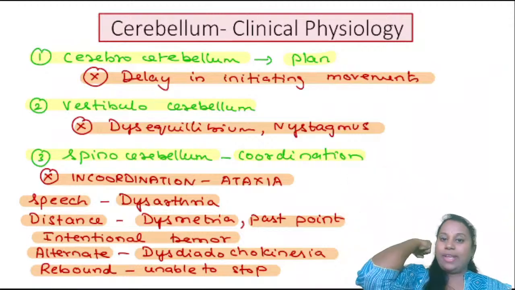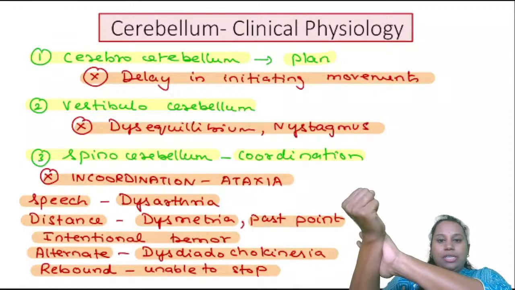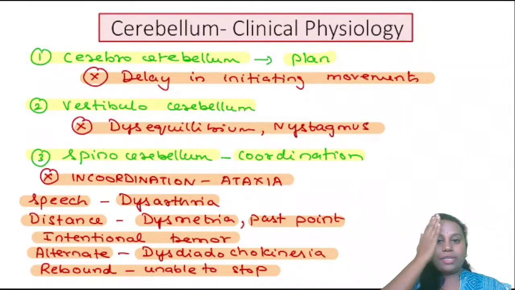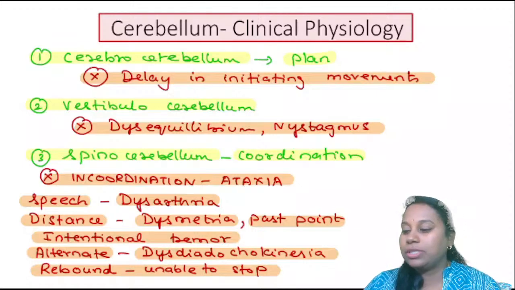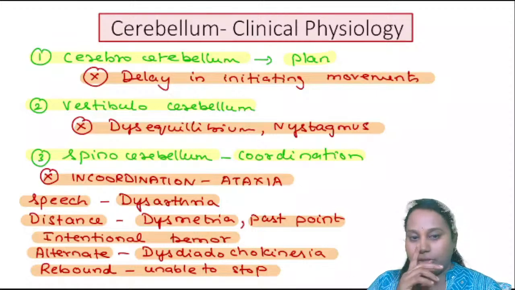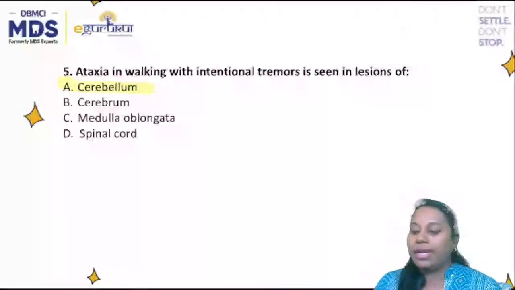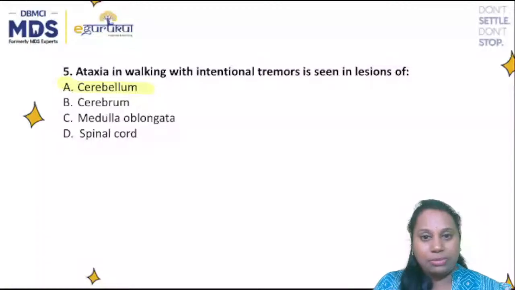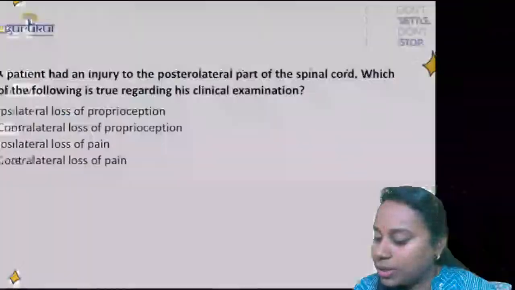You ask the patient to flex his hands like this and you give resistance in the opposite direction. Suddenly, if you remove your hands, he'll go hit on his face. This is called rebound phenomena. This is how you will check for the cerebellum functions, and these are all the disorders related to the cerebellum. So the ataxia and intentional tremors are seen in lesions of the cerebellum, cerebellar disorders.